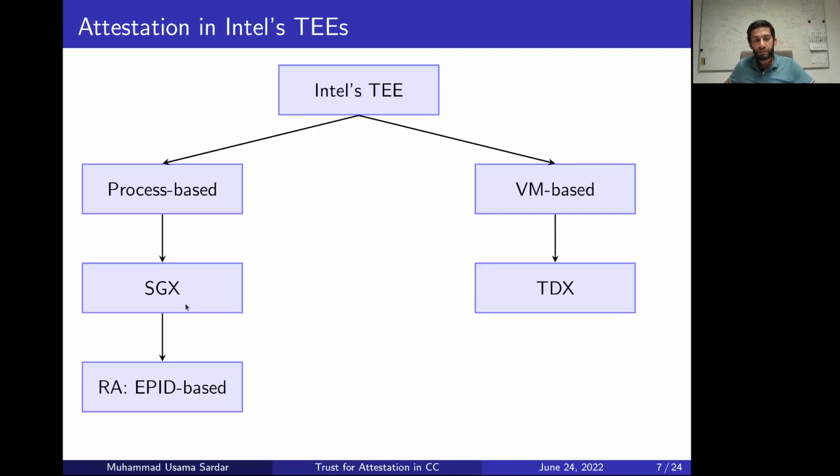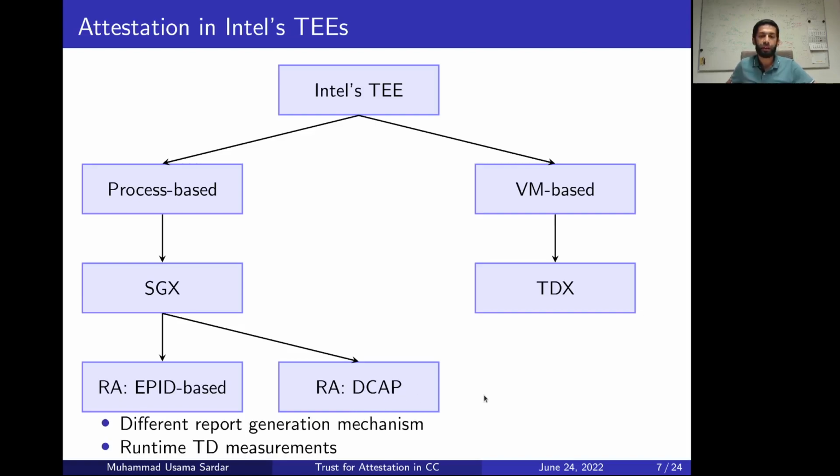In Intel SGX specifically, the remote attestation process is of two types. The first is called EPID-based, Enhanced Privacy ID, and the second is called Data Center Attestation Primitives. The remote attestation process inside TDX has major differences compared to SGX remote attestation. The first is a different report generation mechanism. Secondly, in addition to the static time measurements, it also needs runtime measurements, because it's a whole VM and whatever is added to the VM is required to be measured.